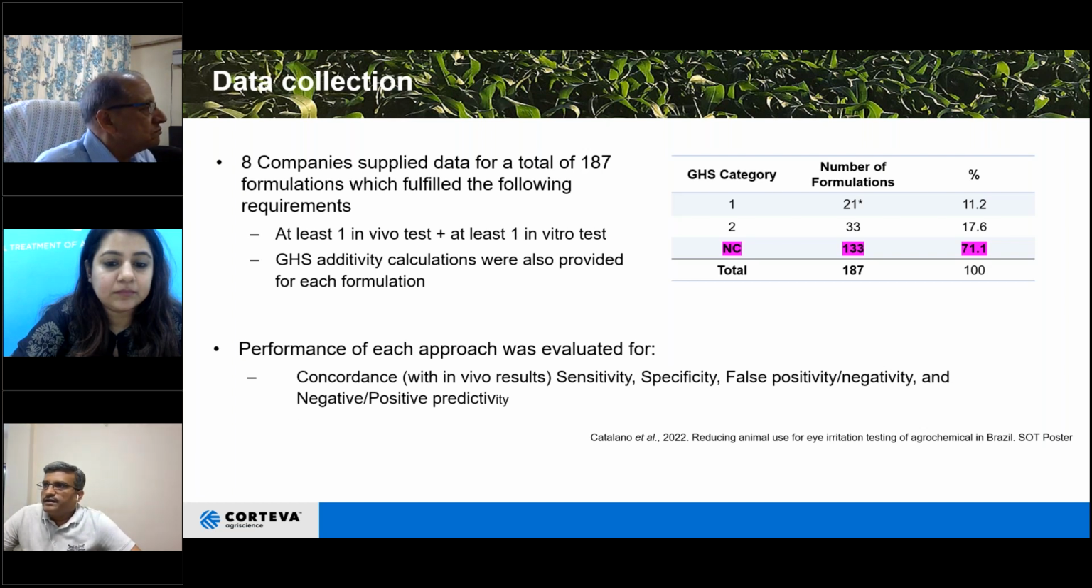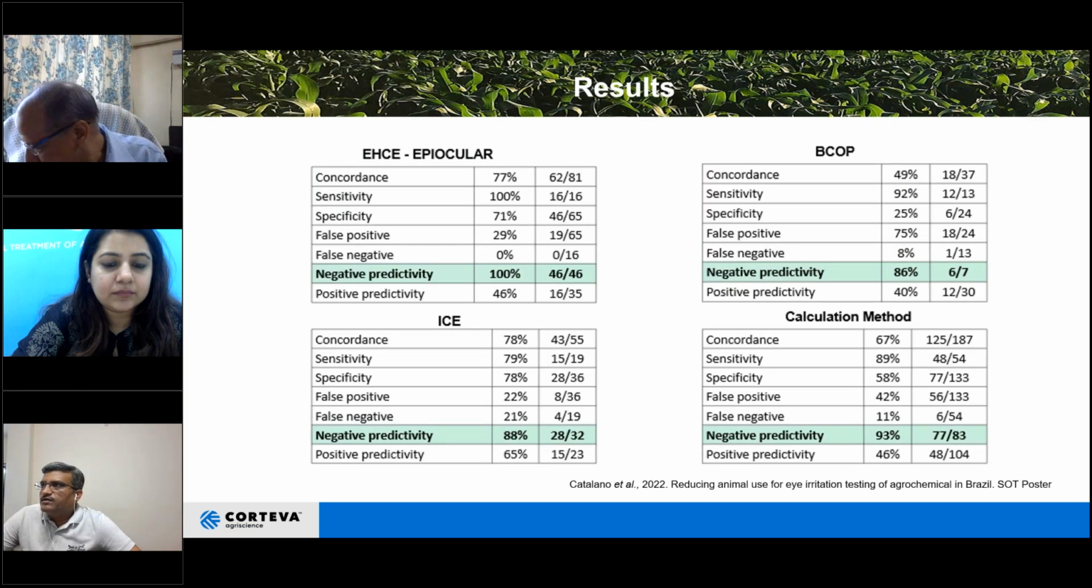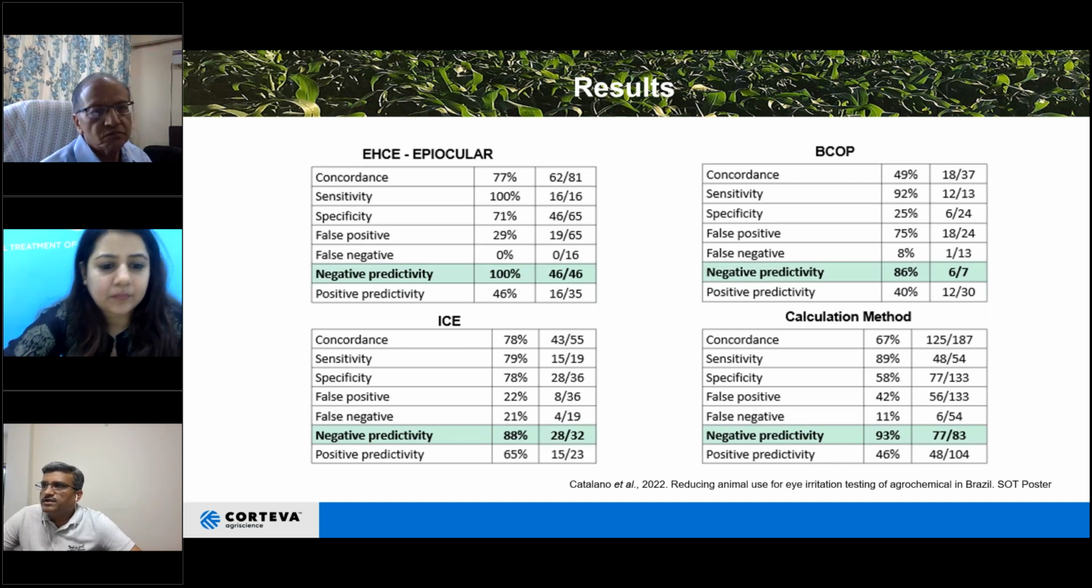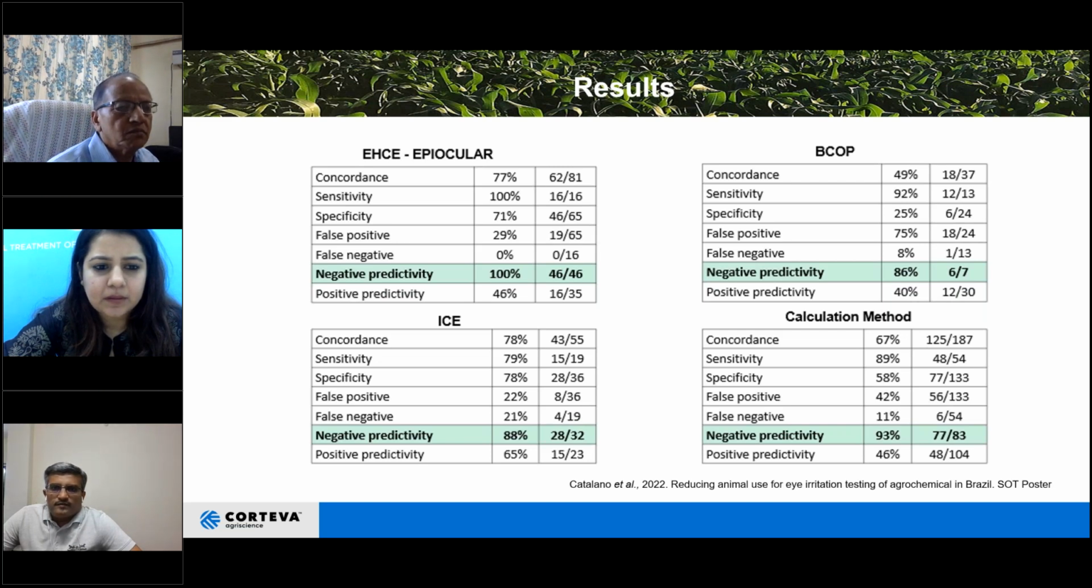Here is the result of data analysis. I would like to highlight one outcome for today's purpose, that is negative predictivity. For BCOP, the negative predictivity was 86%, that is 6 out of 7. For ICE, it was 88%, 28 out of 32. For EpiOcular, it was 46 out of 46, that's 100%, and the calculation method had a negative predictivity of 93%, that's 77 out of 83.